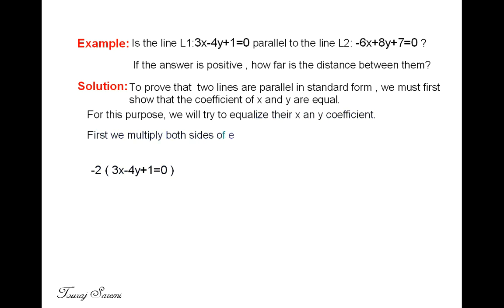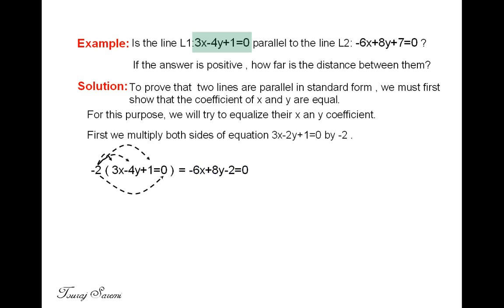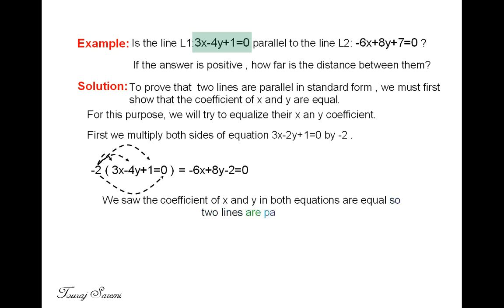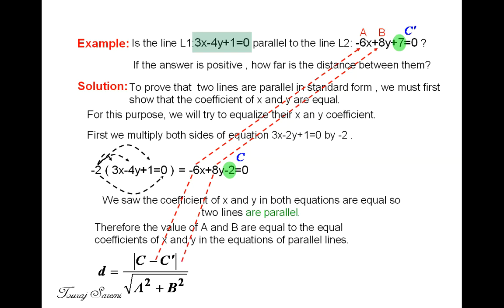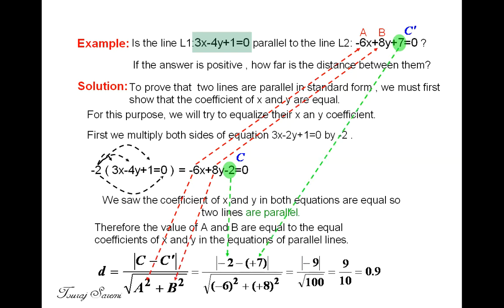First, we multiply both sides of equation L1 by -2. We saw the coefficients of x and y in both equations are equal, so two lines are parallel. Therefore, the values of a and b are equal to the equal coefficients of x and y in the equations of parallel lines. So the distance obtained is 0.9.